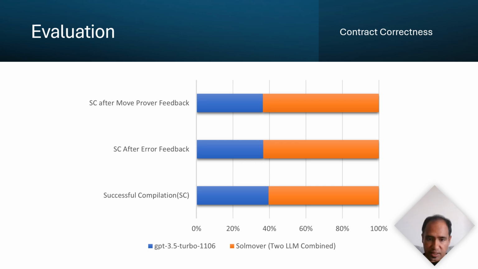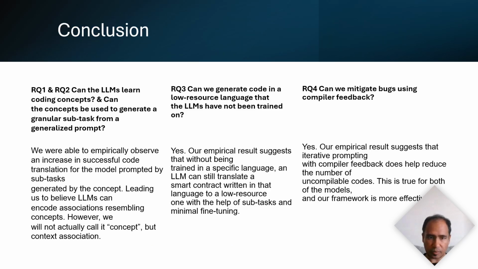Now, based on contract correctness, you will see after we get the feedback back from Move Prover, we see improvement, but it's a very negligible improvement. So we looked at whether the Move Prover actually formally did prove any quantifiable benefit to our framework.